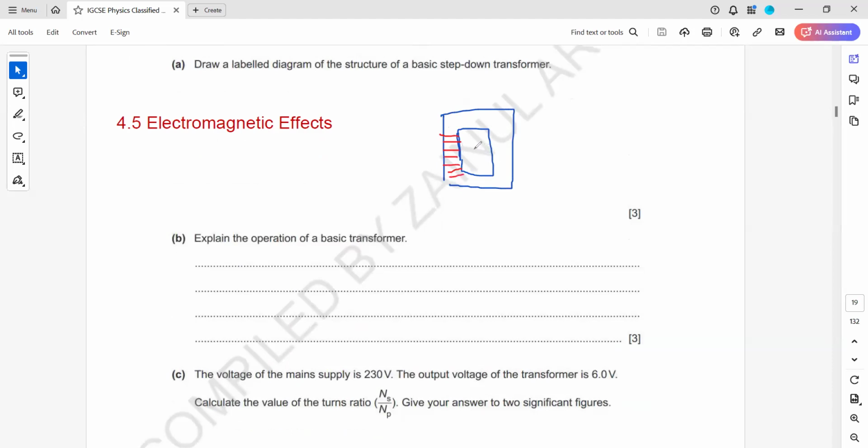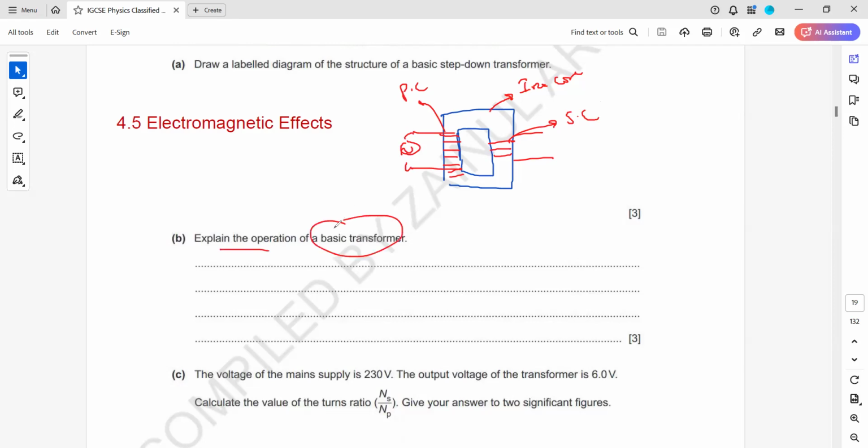Which one should have more turns, primary or secondary? Primary, because it's a step down, so secondary should have fewer turns. It should be labeled. So this is the iron core. Label this as the primary coil. Label this as secondary. I'm writing in short, but write primary, and here it should be a power supply.